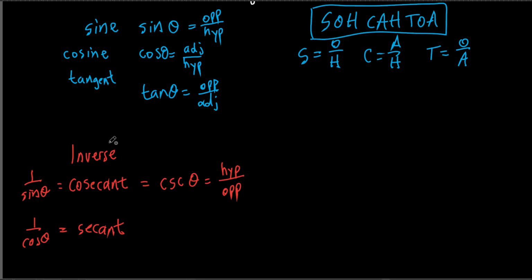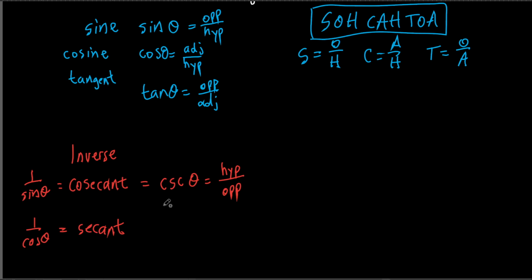A lot of people think that the sine and the secant go together, but they don't. The cosine and the cosecant, they don't go together. It's the ones that have the different letters. The sine and the cosecant go together, and the cosine and the secant go together. When I say they go together, they don't really. They're inverses of each other.